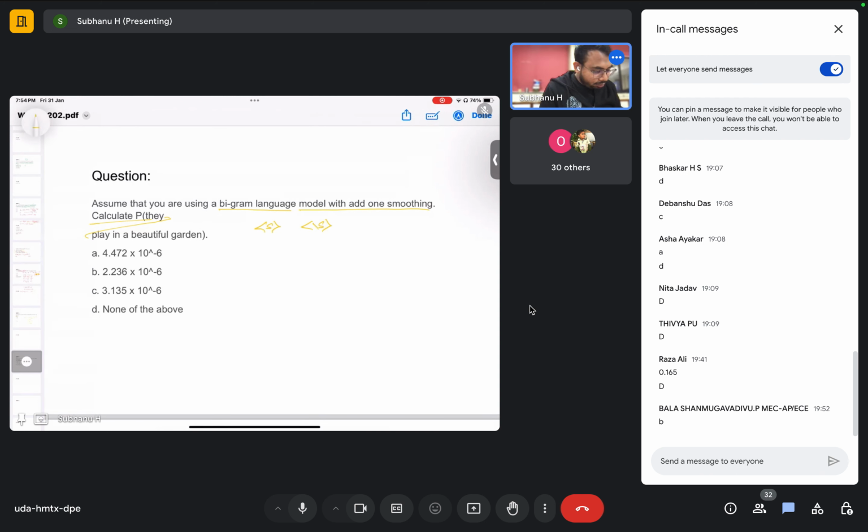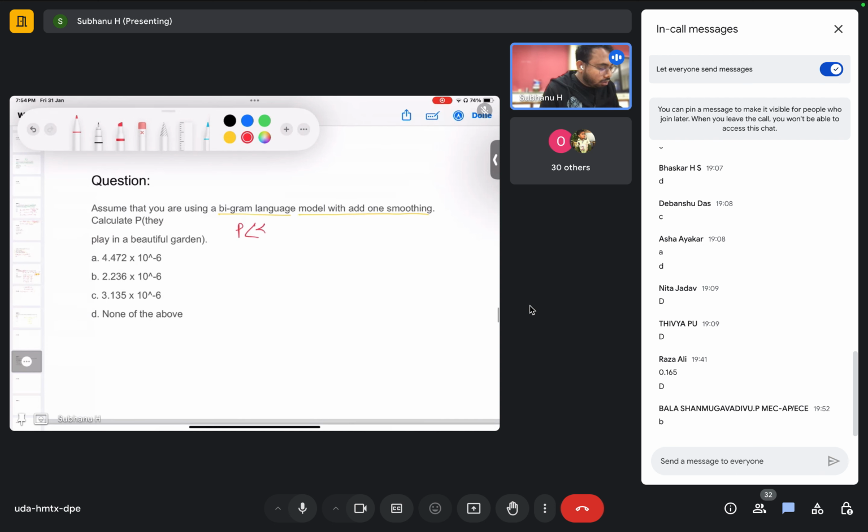Okay, let's rephrase our question once. With add one smoothing, here we can find the probability where we are adding the starting and ending of the sentence. So basically, what I have changed is that I am adding the starting and the ending. So we have to calculate the add one smoothing here.